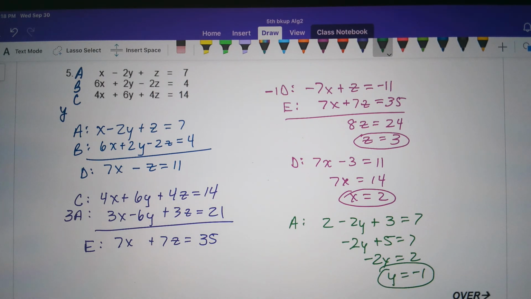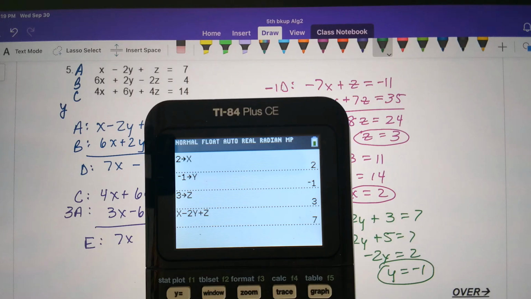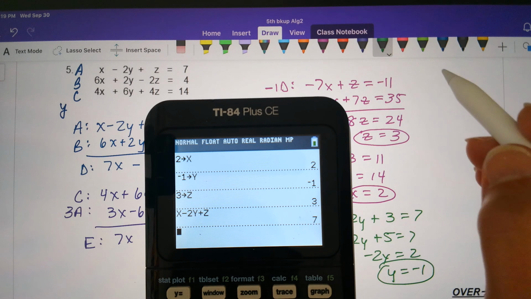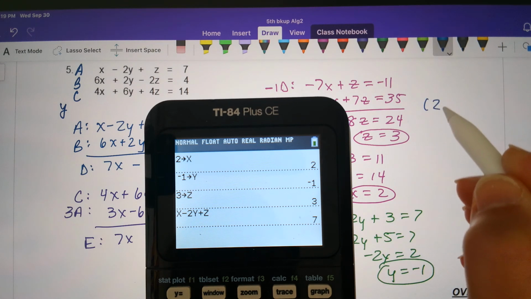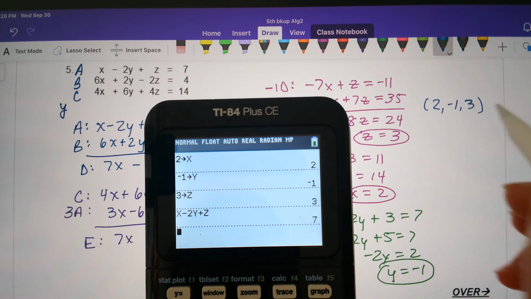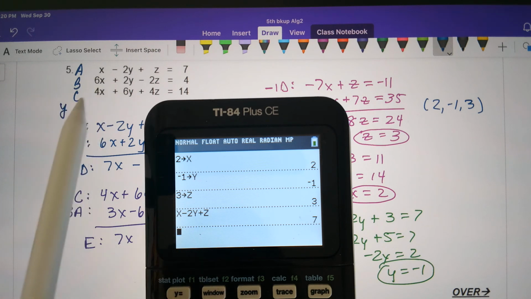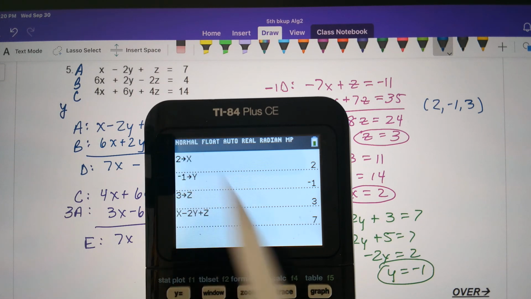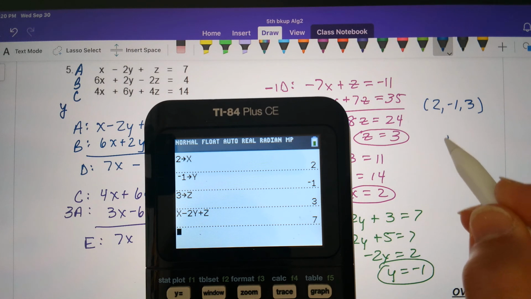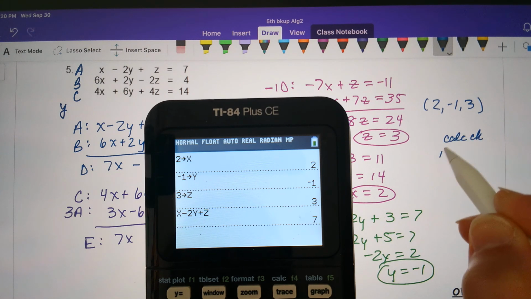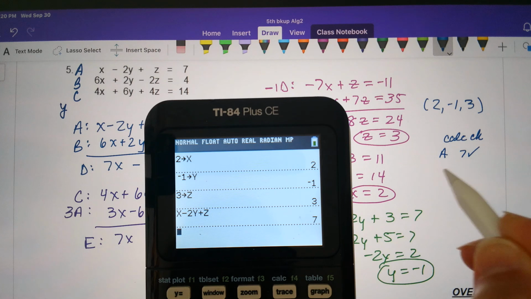Now for the check, I'm going to pause the video, get everything into the calculator, and just show the check. Okay, so I have my values of 2, negative 1, and 3. And I've stored 2 for x, negative 1 for y, and 3 for z. Typed in the first equation, and press enter, and yes, it does check. So for our calc check, A came out to be 7, that checks.